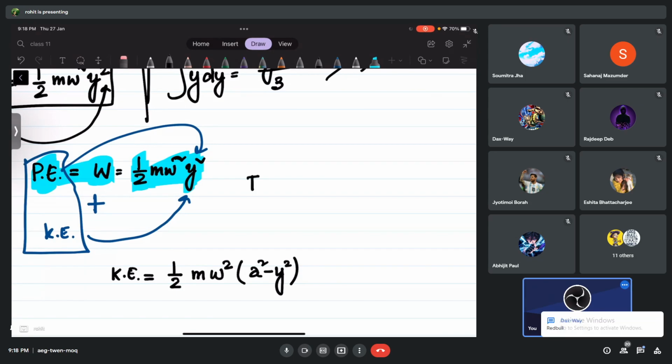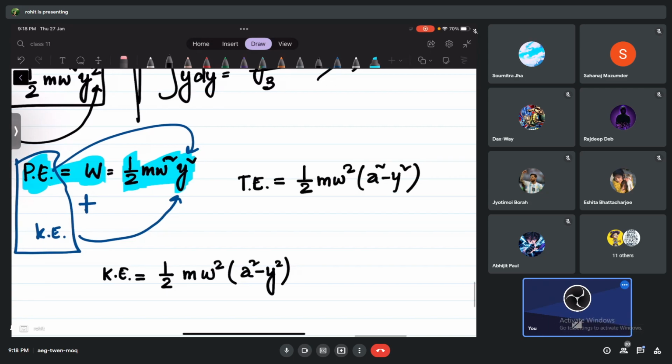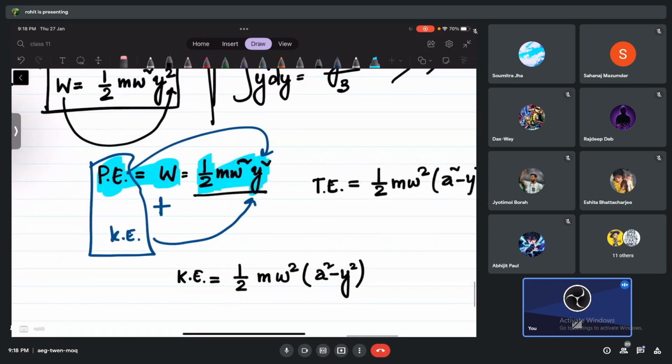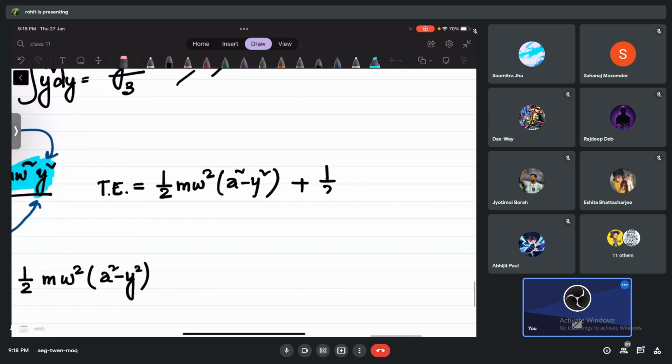So total energy. Help me out, guys. What do I write? Kinetic energy, let me write first. Half m omega square (a square minus y square), plus potential energy is half m omega square y square.